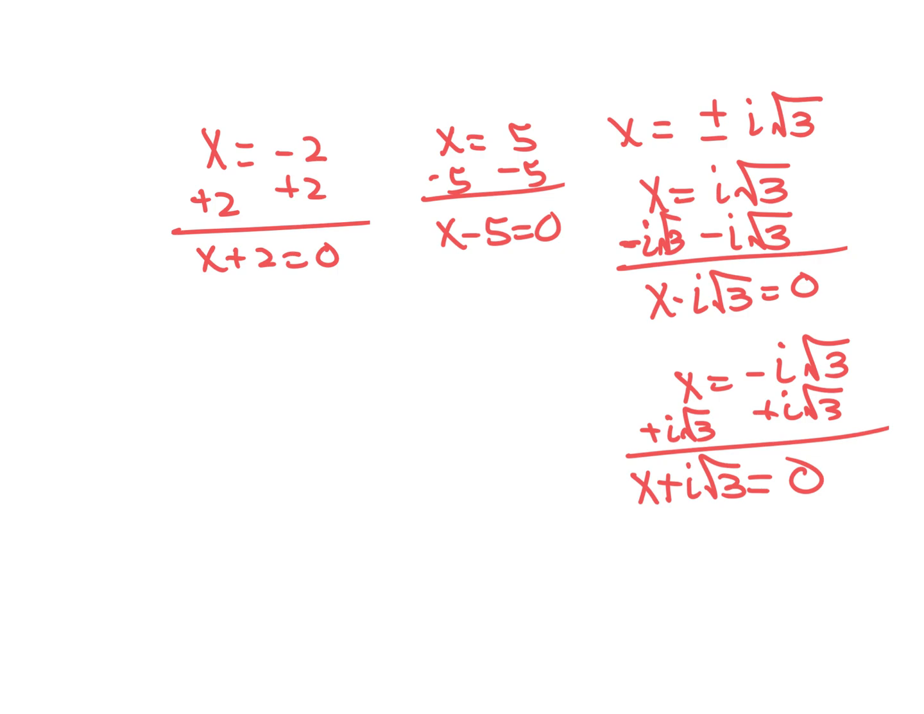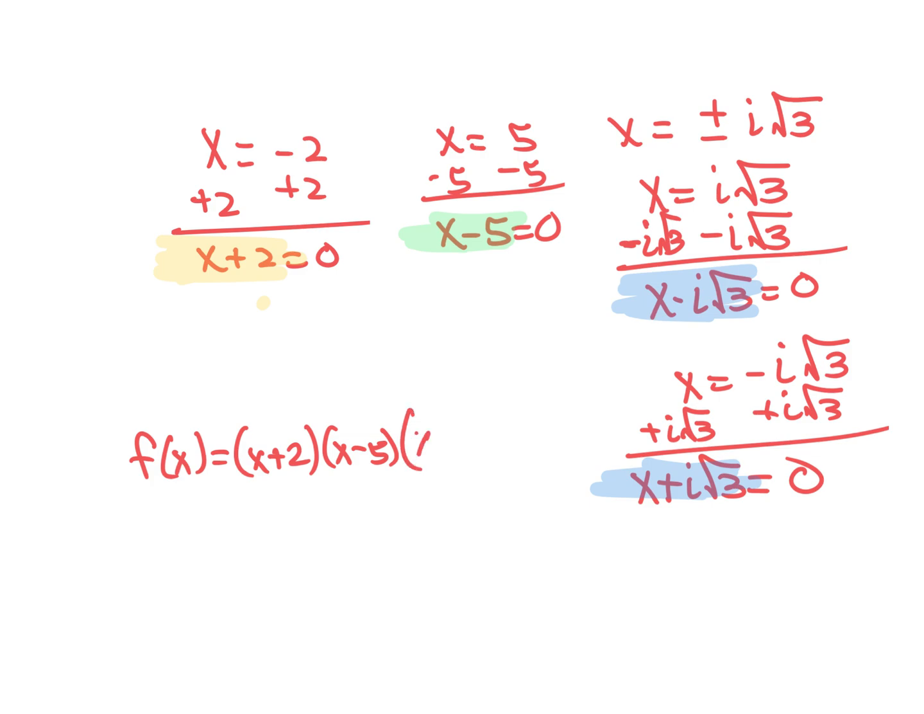Therefore, I have 4 factors. I have x plus 2, I have x minus 5, I have x minus i times the square root of 3, and I have x plus i times the square root of 3. So this problem factored would be f of x equals x plus 2 times x minus 5 times x plus i times the square root of 3 times x minus i times the square root of 3.